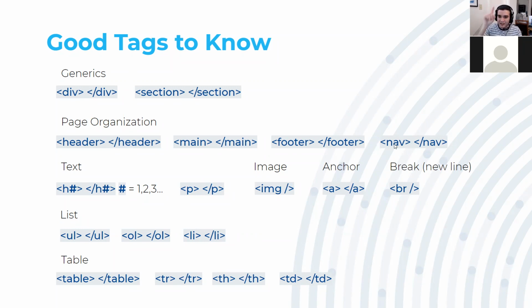Nav is like navigator. If you've ever been on a website and there's a bunch of sublinks to go to, those are usually placed in a nav tag, like in the header. You don't need to use these named tags, but it's good for SEO and semantics. It's just good for clean code.